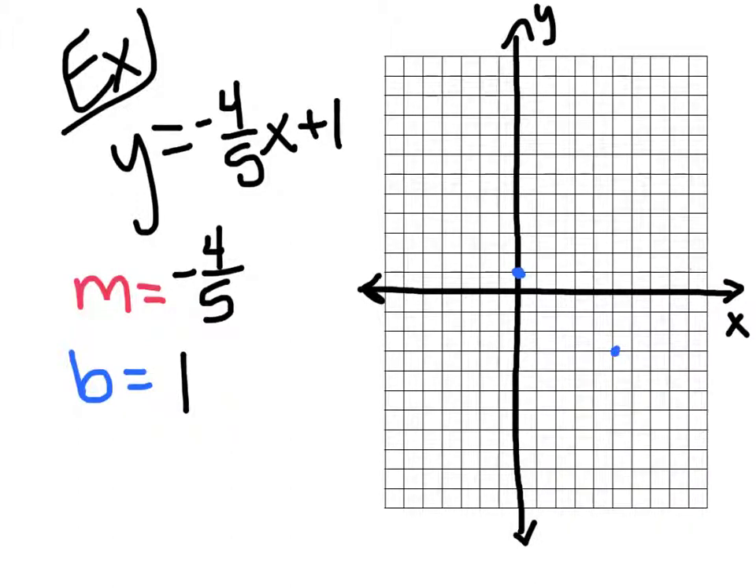And if I want to be on the safe side when I graph this, I can do one more point. So I go down 4 and over 5 again. That gives me this point. Now just to connect the 3, I get my line. An arrow on both ends, and there I have my linear equation graphed.